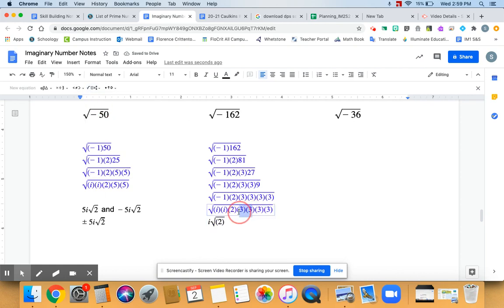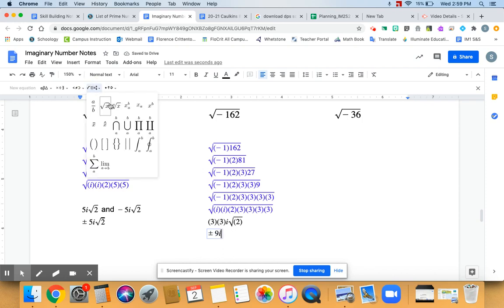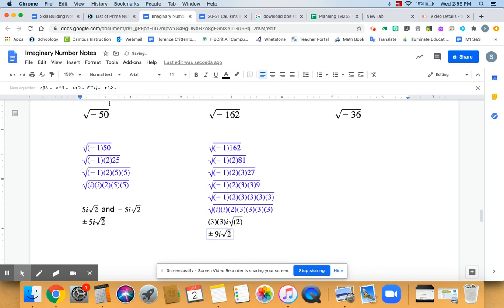These 2 3s can combine and come out front one time. And then there's no more 3s left underneath. So when I finish up this answer, first it's going to be a plus minus because I took a square root. Then I do 3 times 3 back together to get 9. Then I have the i. And then left under the square root, I just have a 2 with nothing to multiply to. So that's my final answer.